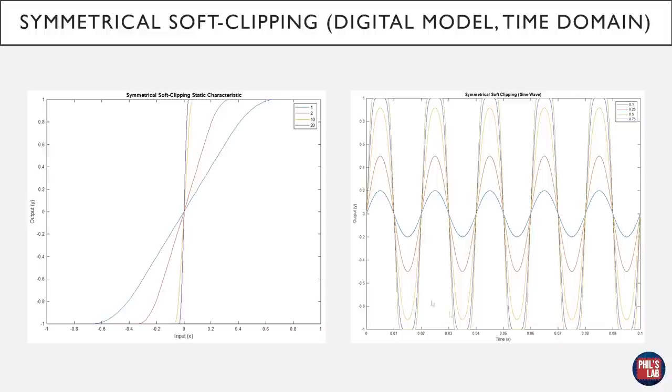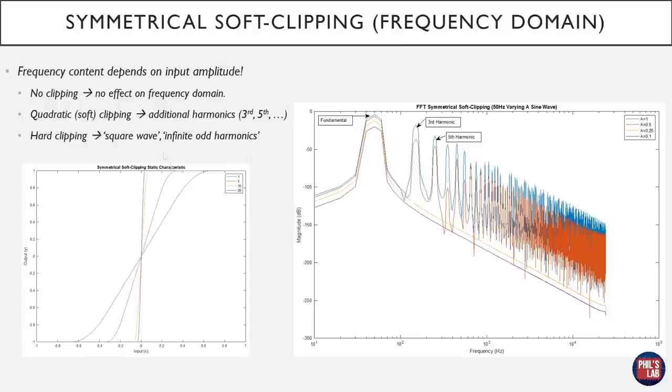What we also need to look at is not just the time domain behavior, but what, for example, the frequency response, the FFTs of these signals are. Because there are some problems involved with this, especially with a discrete time digital model where we have a fixed bandwidth due to the Nyquist limit. If we look at symmetrical soft clipping in the frequency domain, we can see the frequency content, because of the nonlinearity, depends on the input amplitude.